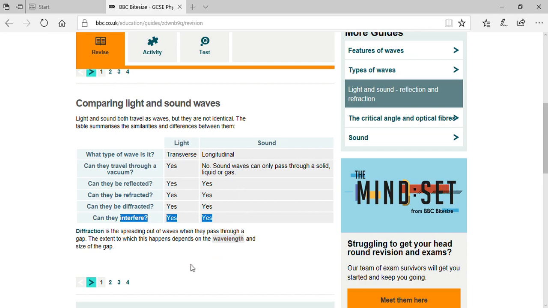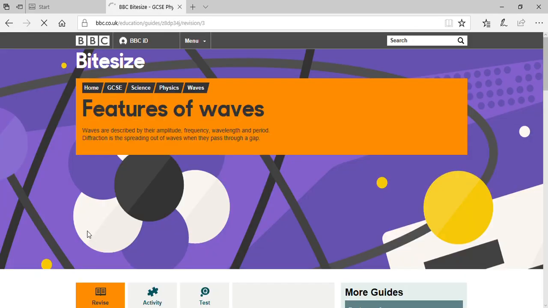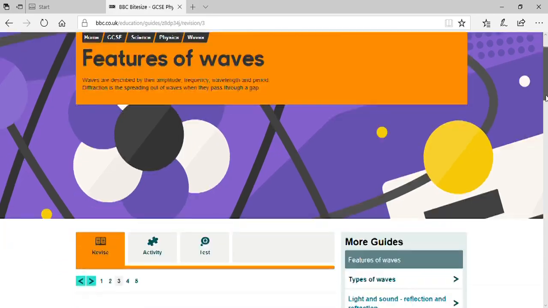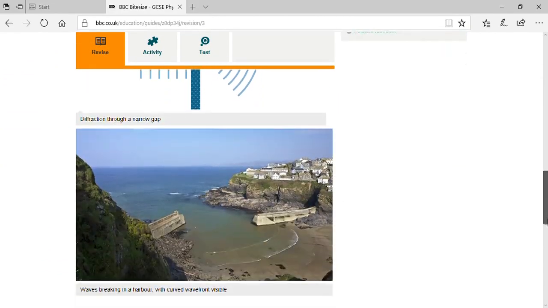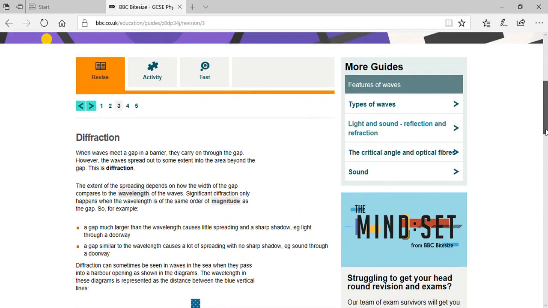So next, what is diffraction? Give me 1 second. Oh yes, there is diffraction. There is a separate topic over there.